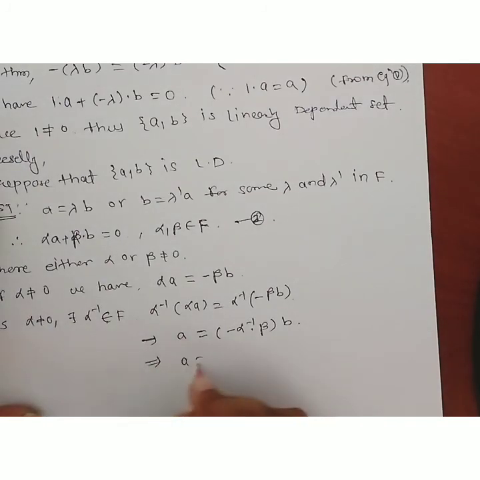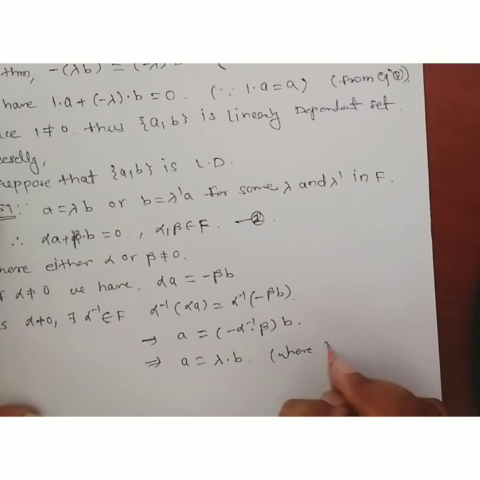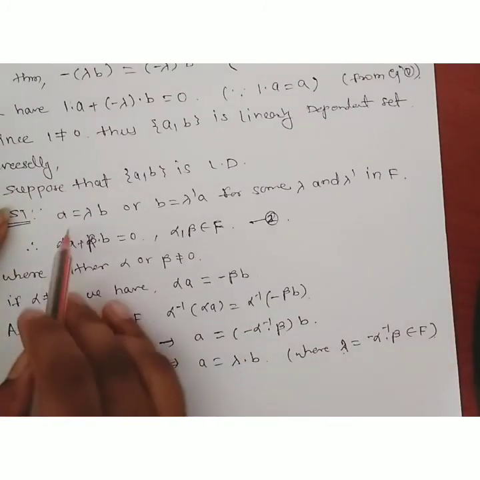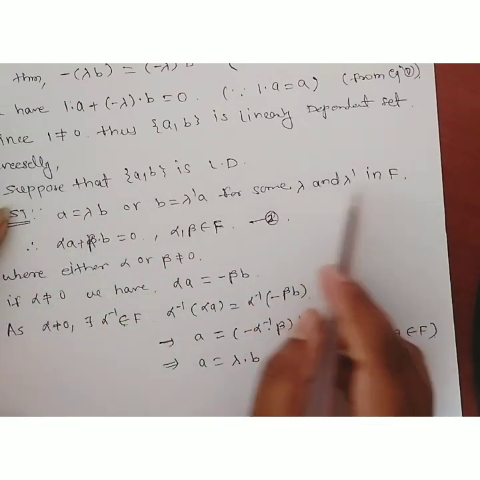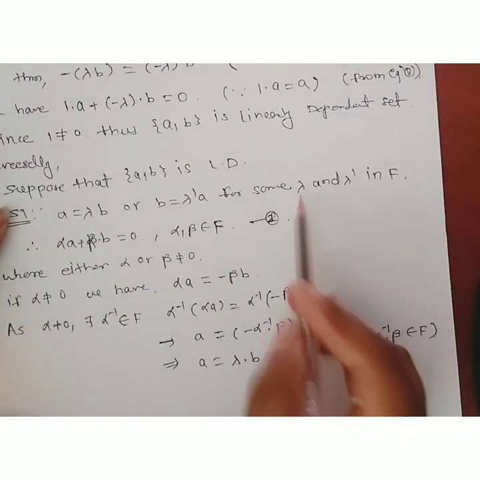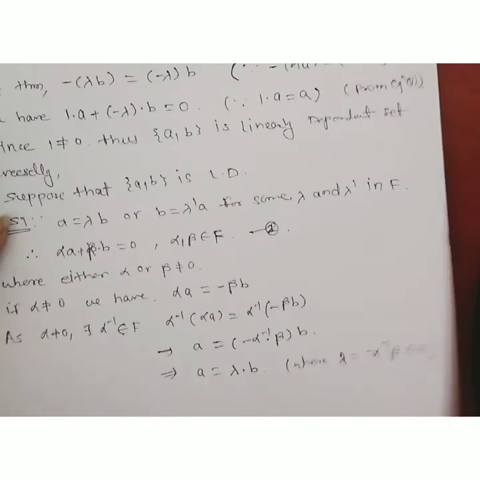This implies a is equal to lambda into b, where lambda is equal to minus alpha inverse into beta, which belongs to field F. As both alpha inverse and beta belong to field F, their multiplication also belongs to field F. Therefore suppose this is some scalar lambda belonging to field F. This implies a is equal to lambda b. We had to show that a is equal to lambda b, where lambda belongs to field F. Therefore the first condition is satisfied.